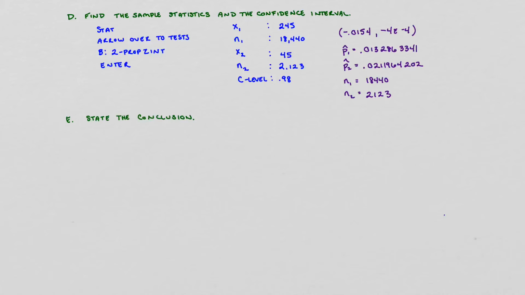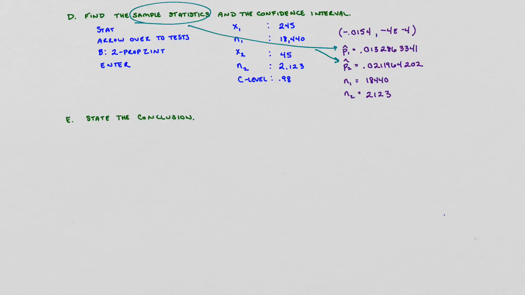When you press calculate, you'll get the following information in purple. So you have your confidence interval. You also get your sample statistics. So just to call that out, your sample statistics are right here. So your sample proportions. And then again, N1 and N2, they're the same values that you had entered in on the previous screen. From here, we will want to state the conclusion.